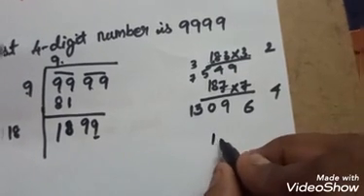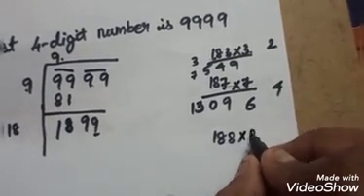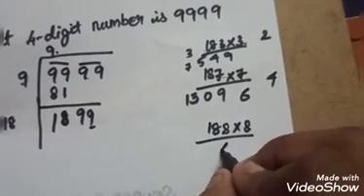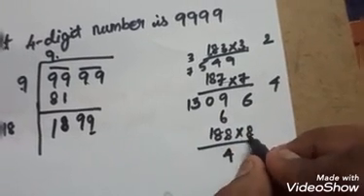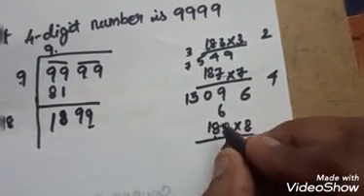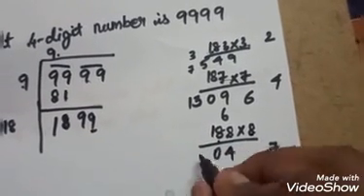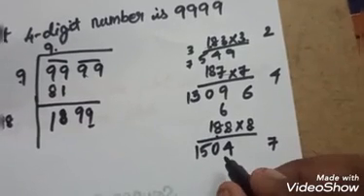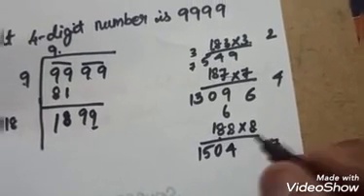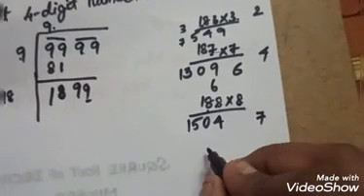So we need to check with 8. 8 8s are 64, plus 6, 70. 8 1s are 8, plus 7, 15. So 1504. So this one is also smaller. Next we check with 9.